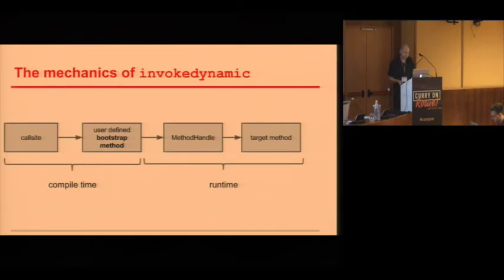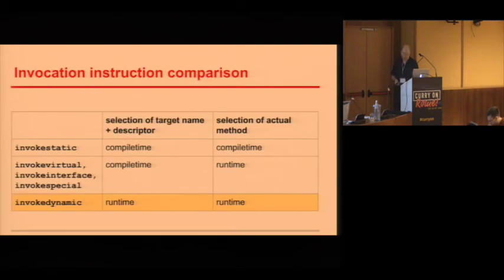So the way that works is basically as follows. You have a call site, and at the call site you have a reference to a user-defined bootstrap method, and the bootstrap method is then used at runtime, or rather at link time, to compute what's called a method handle. That's the representation of the actual target method, and this entire chain gives you more control over the dispatch process than what you would usually have with the classic invoke instructions.